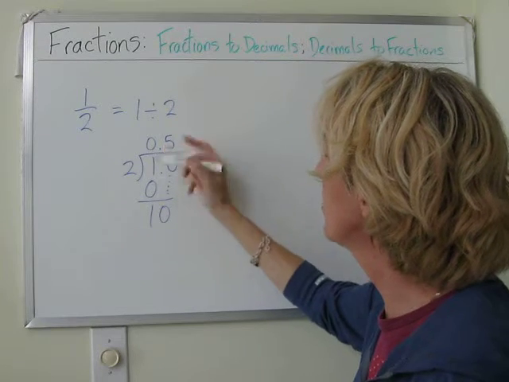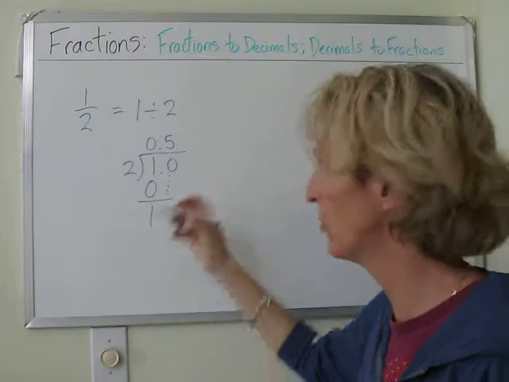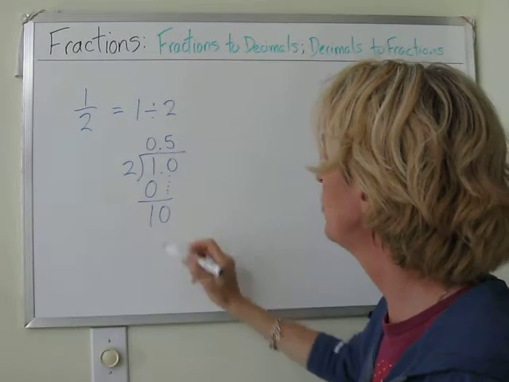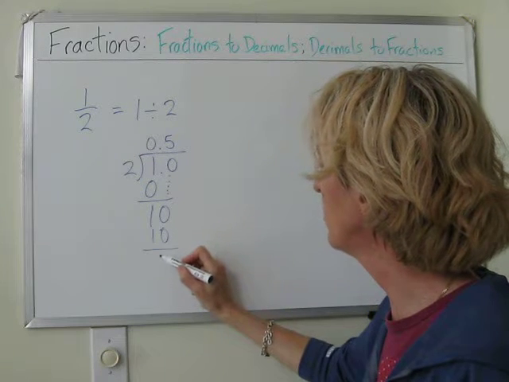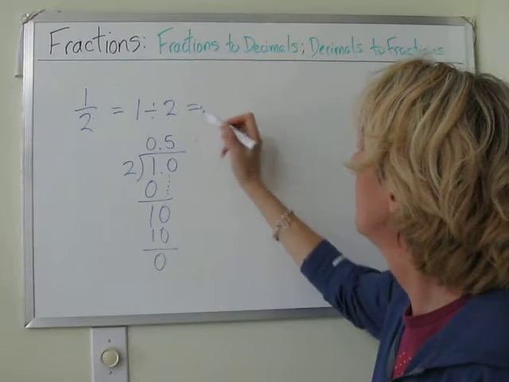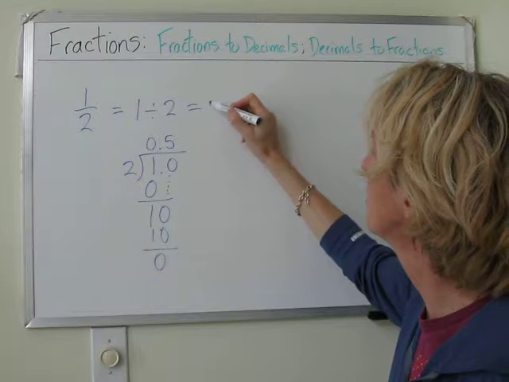Now we have to add our decimal because we're not dealing with whole numbers anymore. We're dealing with decimals. We have our little decimal mark there. So 5 times 2 is? 10. And our remainder is? 0. Okay. Now, what's 1 divided by 2 that we just calculated? 0.5.